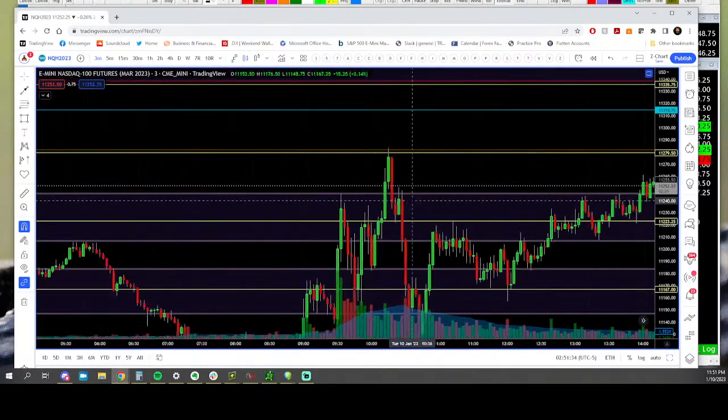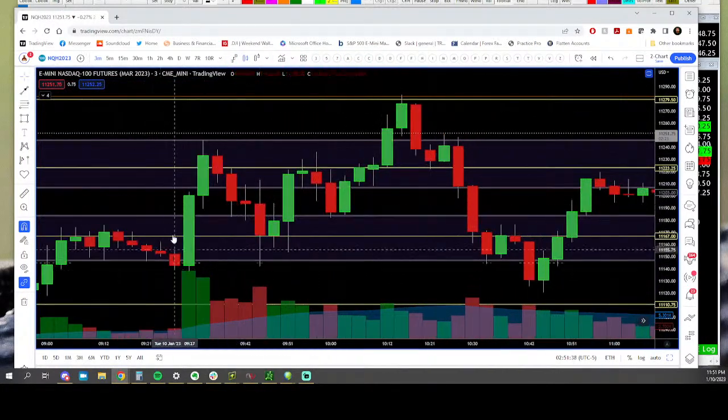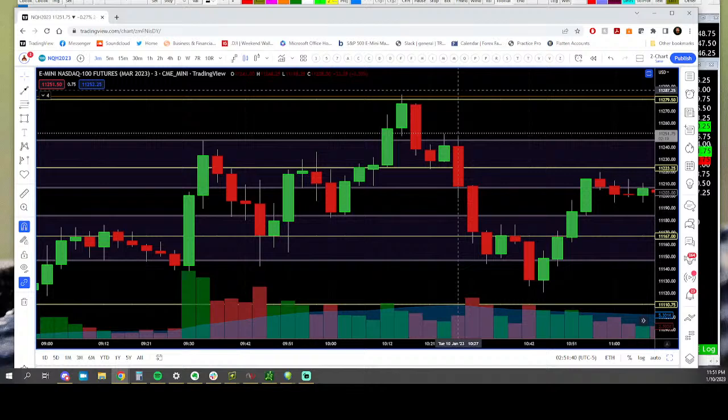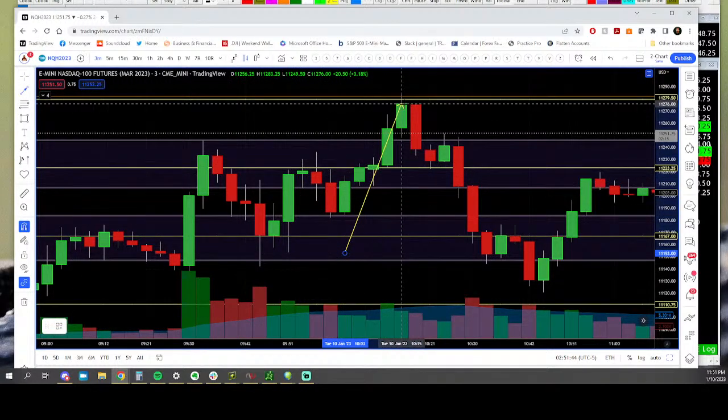Tuesday. Okay, so if you look here, now that I've split these up into smaller rotations, what you'll see is the volume for the last move here.